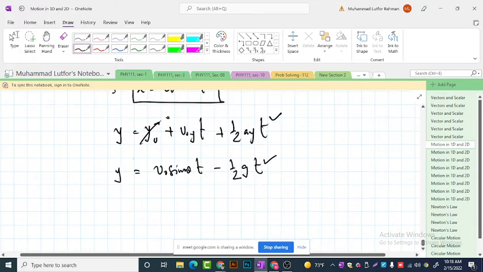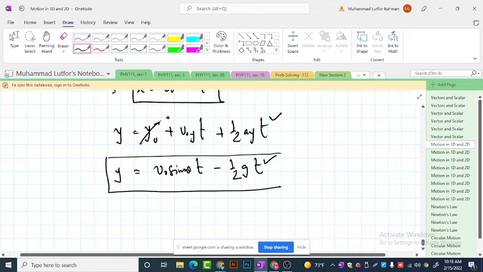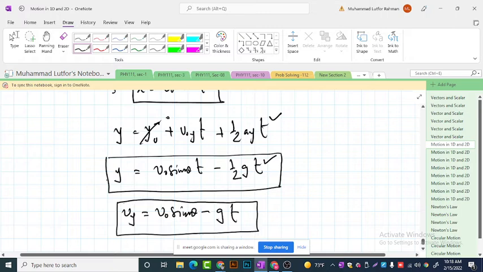So, this would be basically the equation of motion in the vertical direction. From this equation I can find one more equation: if I take the derivative, Vy is going to be V naught sin theta minus gt. If you take the first time derivative of this equation, you get the velocity at any time in the vertical direction.